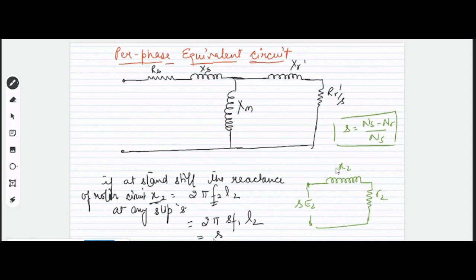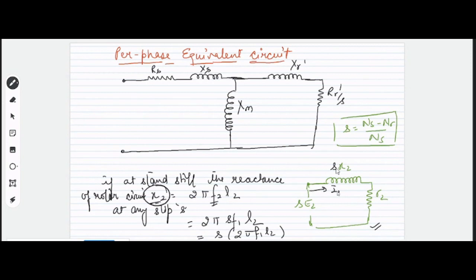So we can write it as S times 2 pi F1 L2. And this 2 pi F1 L2 is nothing but X2, because at the time of standstill F2 will be equal to F1. F2 is the rotor side frequency, F1 is the stator side frequency, right? So at any slip S, your reactance becomes S times X2, your EMF becomes S times E2. So this will be the exact equivalent circuit, right?